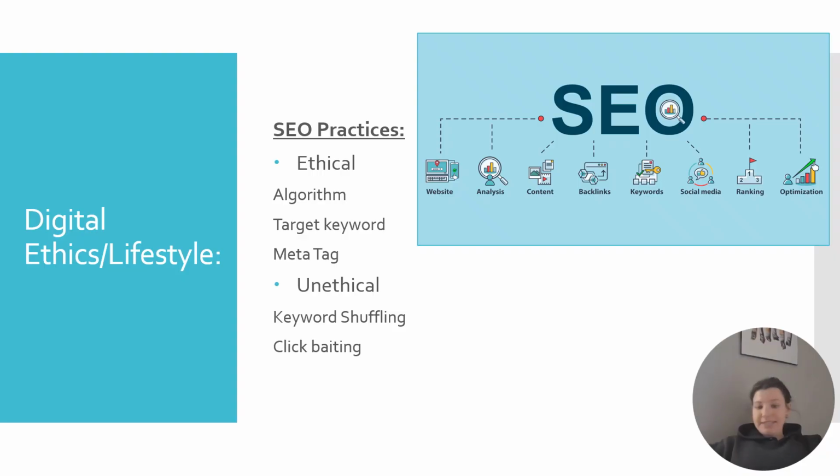I have SEO practices. SEO just stands for search engine optimization. Essentially, it is just the use of tools to allow search engines to find or index a specific website. There were two different types of practices. We have ethical and unethical, which you can see in the bolded list. Ethical would be like your algorithms, your target keywords, and your meta tags. Algorithms are just a.